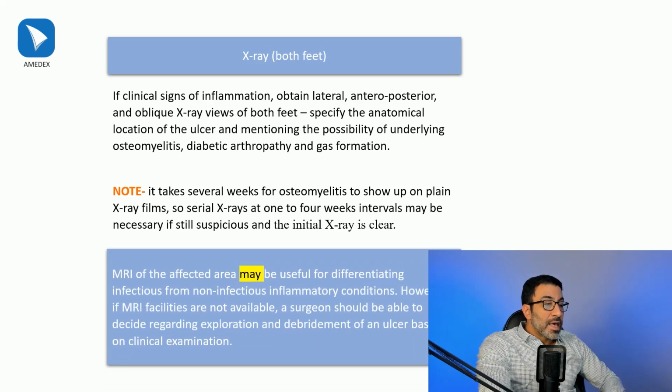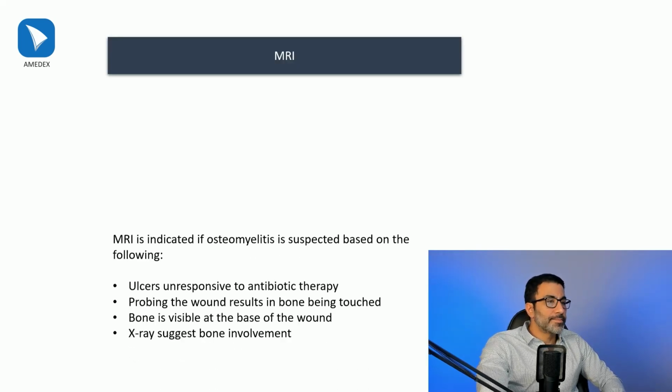MRI of the affected area may be useful for differentiating infectious from non-infectious inflammatory conditions. However, if MRI facilities are not available, a surgeon should be able to decide regarding exploration and debridement of an ulcer based on clinical examination. Forget about that. Whenever it comes to that, forget about that. It's not going to be a definite answer for that question.